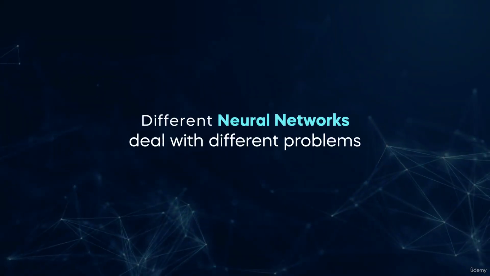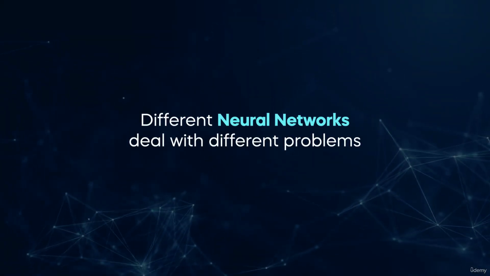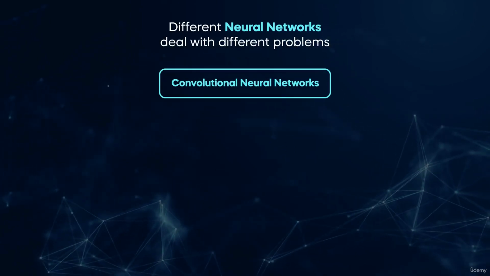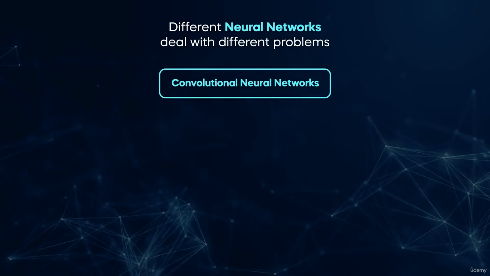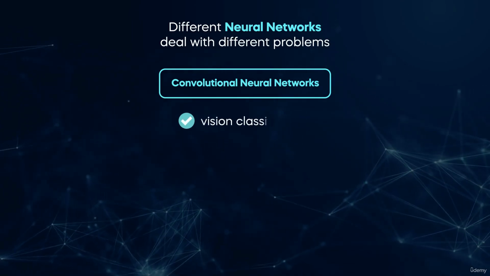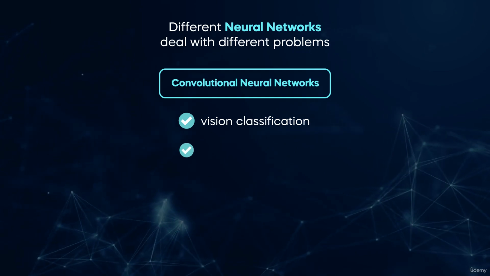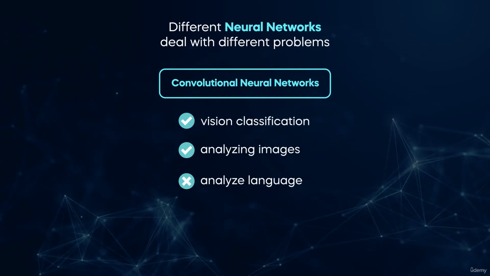Different types of neural networks have been built to excel at different types of problems. For example, convolutional neural networks are designed to mimic the way the human brain processes vision, and so these models excel at vision classification tasks. Neural networks seem to do pretty well at analyzing images, but often still struggle to analyze language.